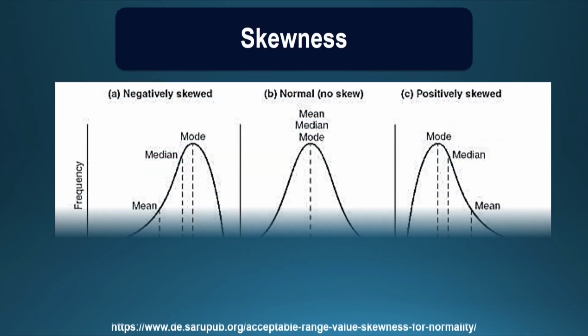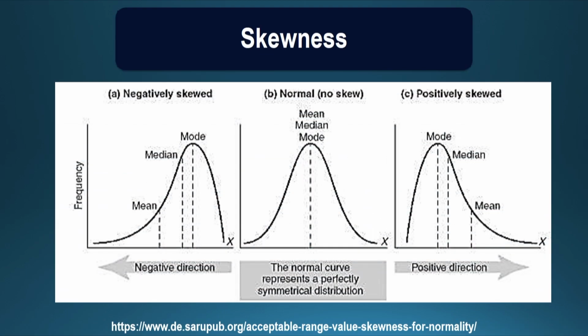You can understand the concept of skewness from the normal probability curve. Normal probability curve represents a symmetrical distribution of cases around the mean, and 50% of the cases lie below the mean and 50% of the cases lie above the mean.